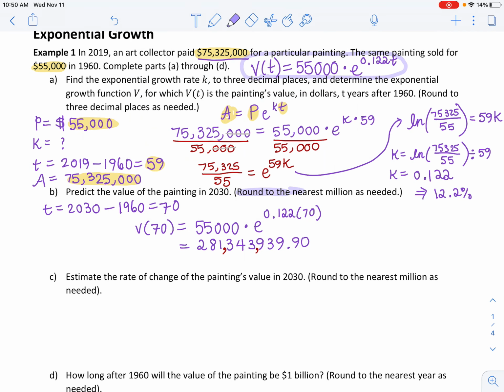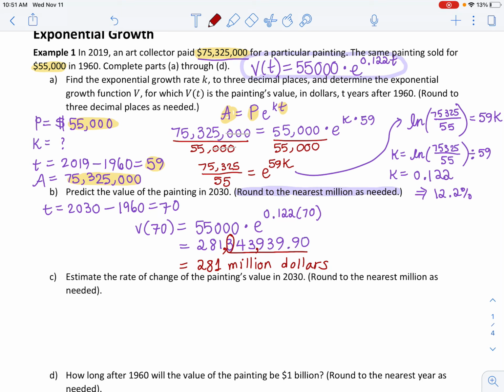Now take a look at this very special rounding rule over here. Round to the nearest million as needed. This is so expensive, we're not going to care about anything smaller than $1 million. So let us round this carefully. This is equal to 281. Now notice the rest of it. We can buy a small single house in Stafford with that money. Can we? Yeah, we can. But that's too small for the value of this painting. So I'm just going to throw that out and say $281 million. Yep, that is our final answer.